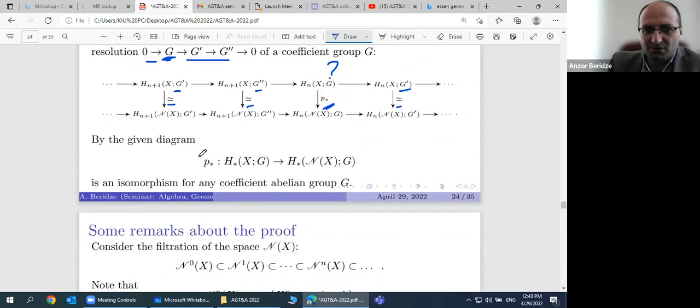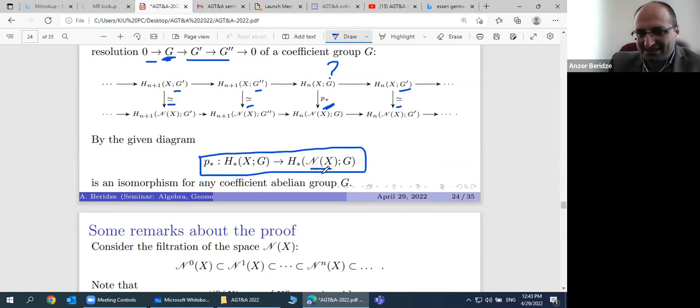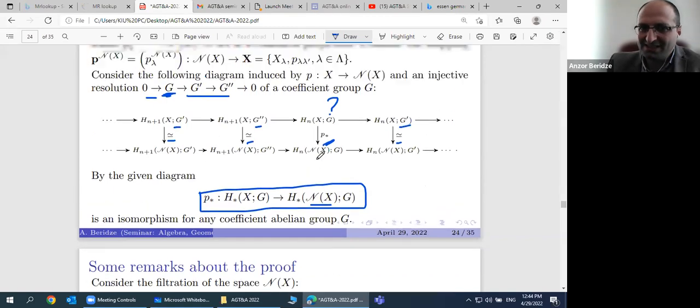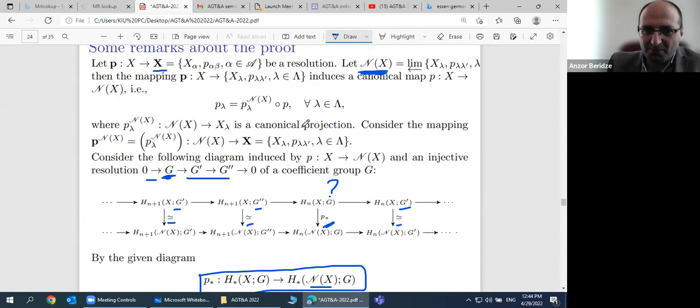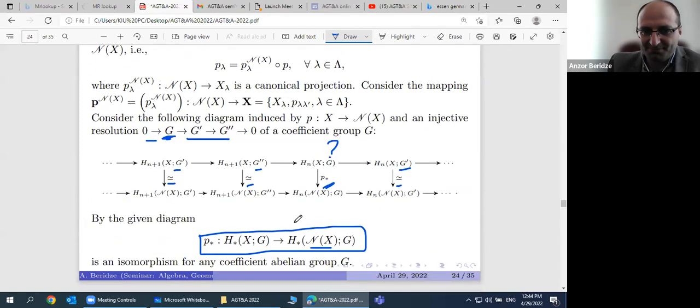So for any topological space, the homology group of this topological space and the homology group of this limit space are isomorphic. For paracompact spaces, these spaces are homotopy equivalent, as it is mentioned in Anzor Beridze's paper. Here, X and this limit are not homotopy equivalent, but the homology theories are isomorphic. This is not an easy proof, but the main trick is here.